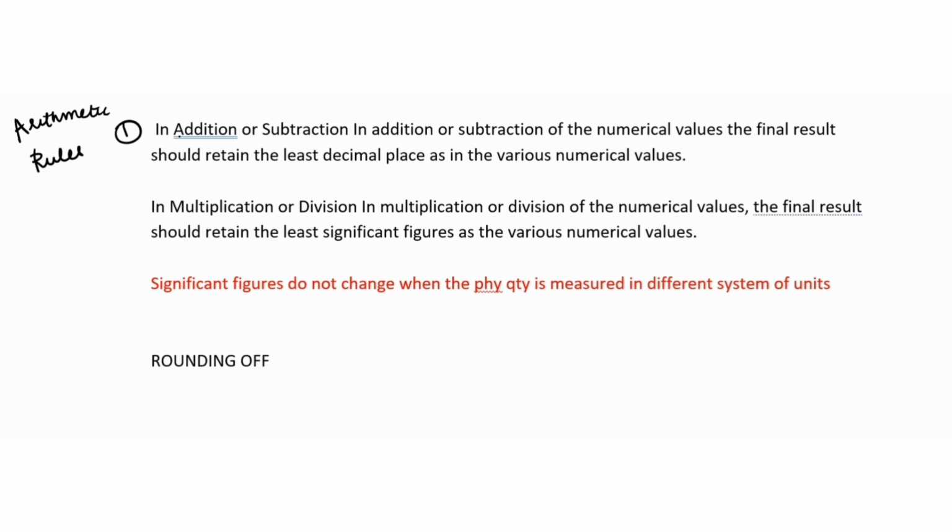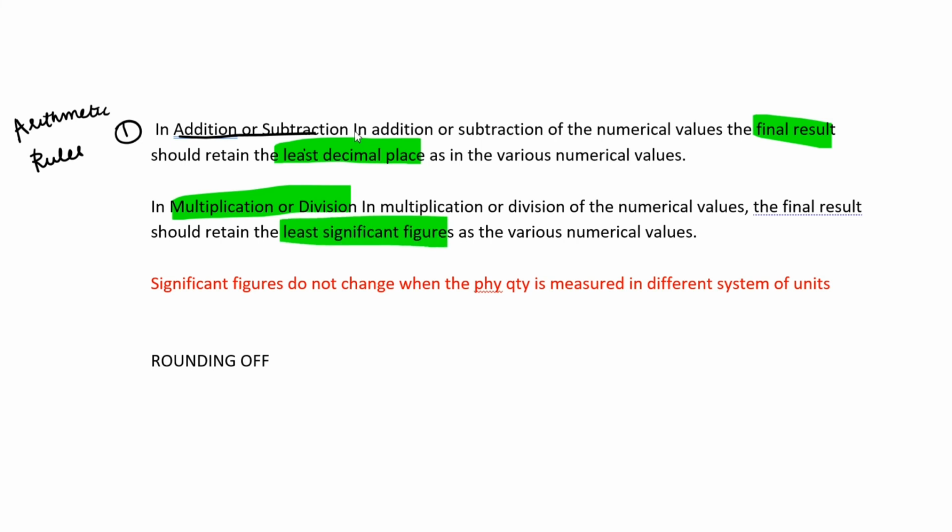In addition and subtraction, the final result should retain the least number of decimal places as in the individual values. Whereas when we talk about multiplication or division, the final result should have the least number of significant figures. Do you know the difference? Addition and subtraction is least decimal places, and multiplication or division is least significant figures. So I'll give you a question. Say you have to add 0.15 and 0.239. So add and tell me what you get.